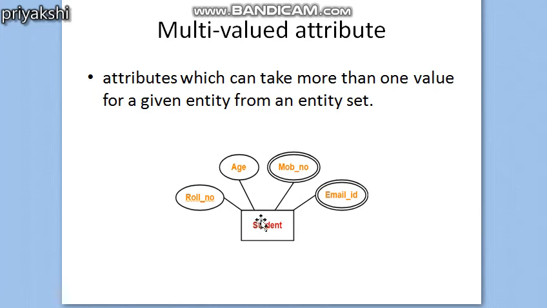A student can have a single value for age, so it is a single-valued attribute. But a student can have multiple mobile numbers, or multiple email IDs. So the email ID and mobile number attributes of the student are known as multi-valued attributes. Why? Because mobile number and email ID can take more than one value for a given entity from the entity set called student. Generally, multi-valued attributes are represented by a double oval in the ER diagram.